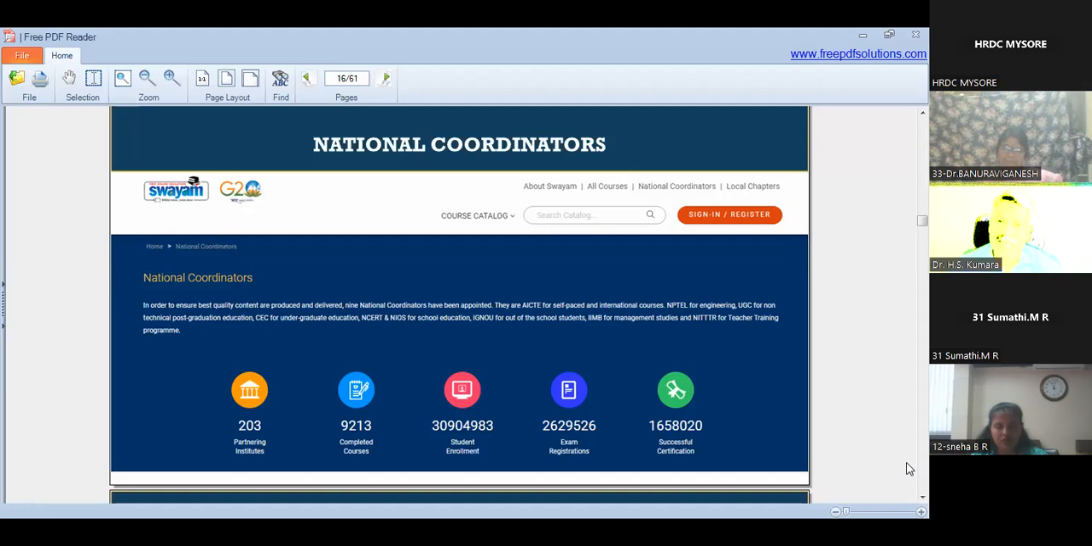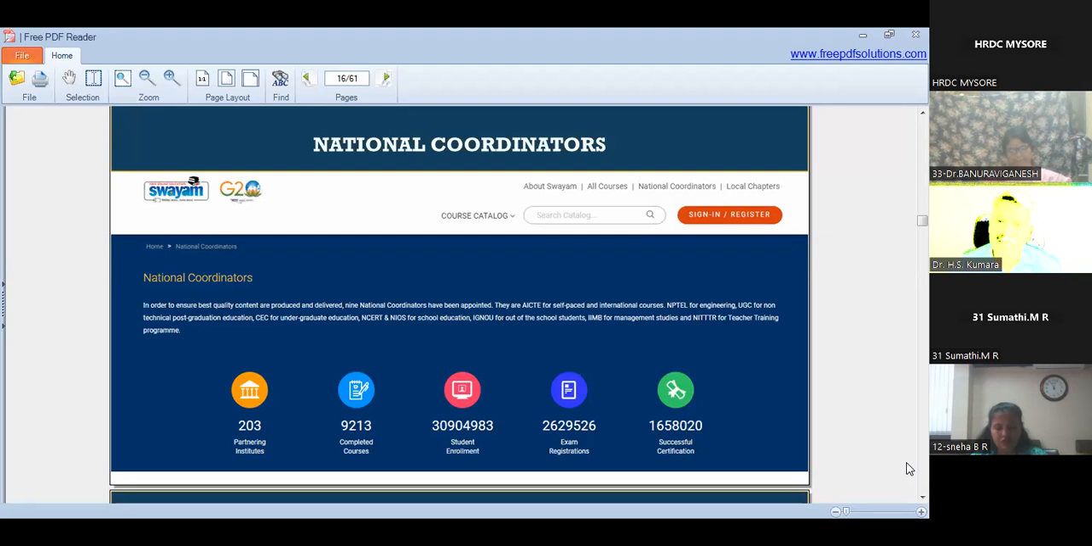So far, we are presently running the 10th cycle, because the guidelines came in 2016 and the first cycle started in 2017. The 10th cycle starts from January, and enrollment will end around February 28 or something like that.